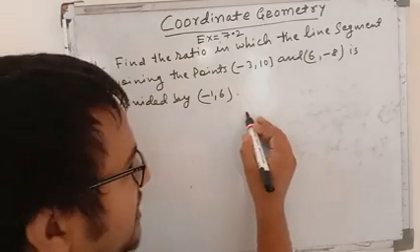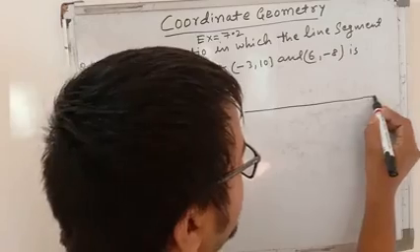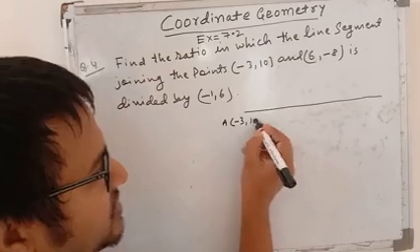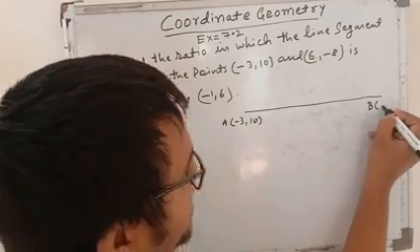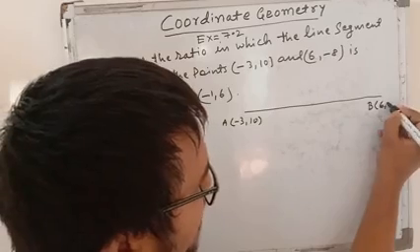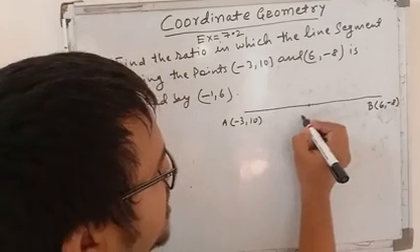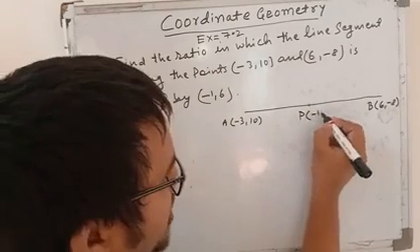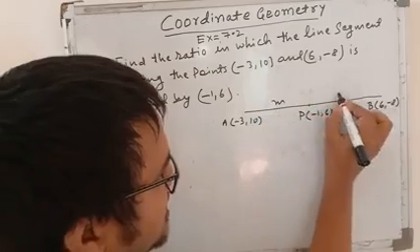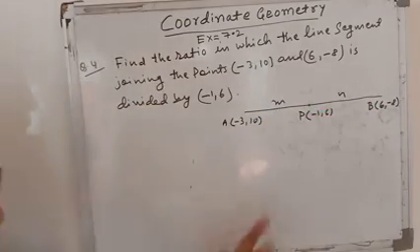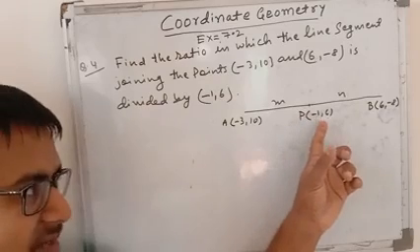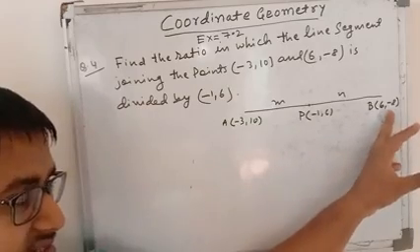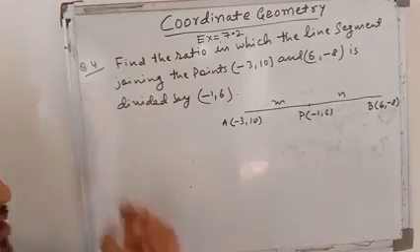Okay, so this is a line AB. Suppose A is (-3, 10) and point B is (6, -8), and suppose this point is P. The coordinate of the point is (-1, 6). Suppose this is M, this is N. So you have to find the ratio. P is the point (-1, 6), which divides AB, A (-3, 10) and B (6, -8), in the ratio M is to N, and you have to find the ratio.